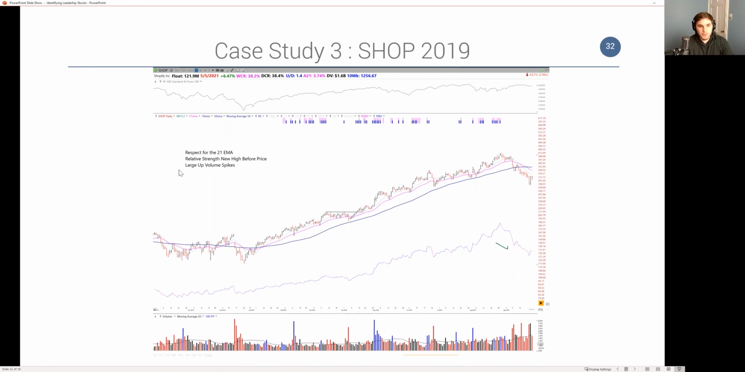And this is also a really good example of a large up volume spike. You can see big blue bars coming in. So I want to see as many of these as possible within the context of an overall trend.